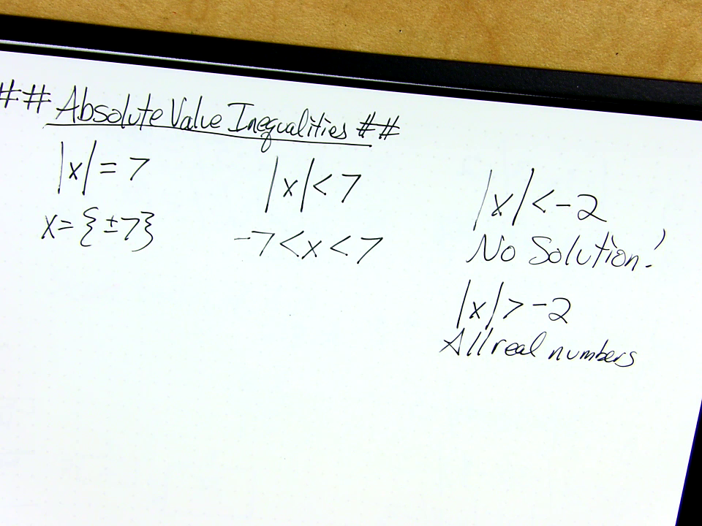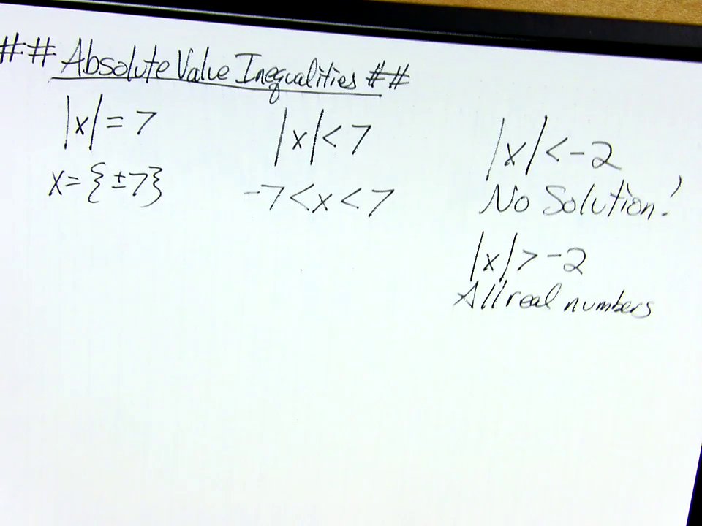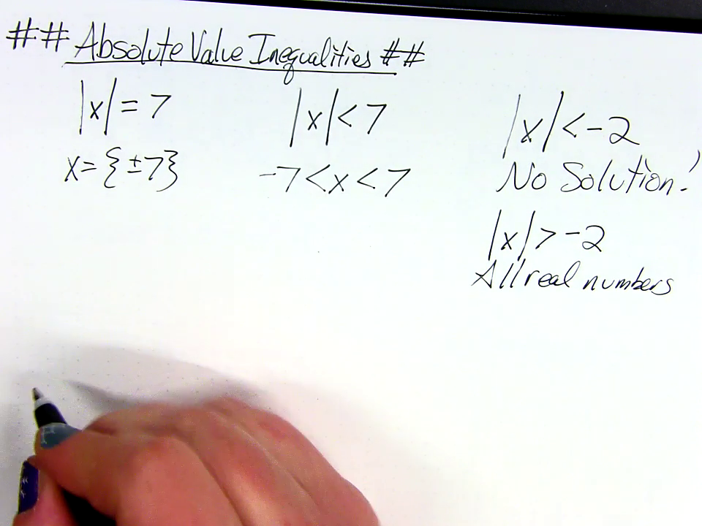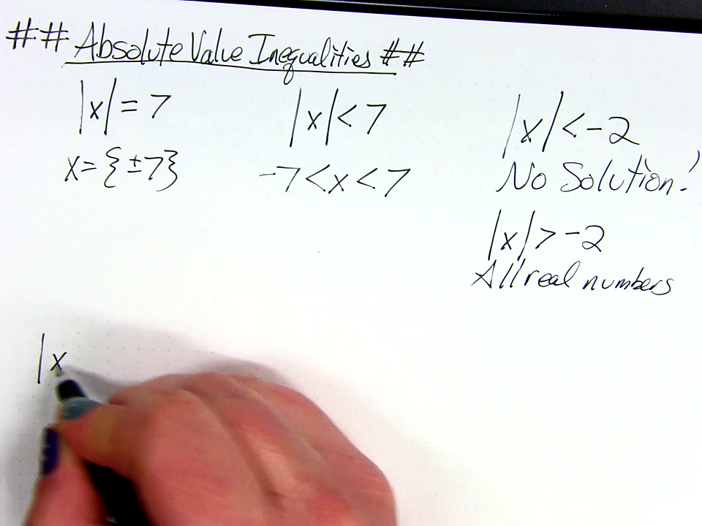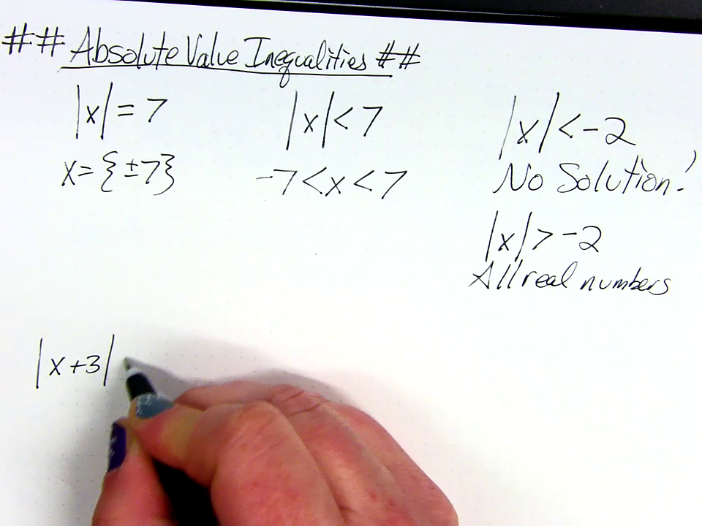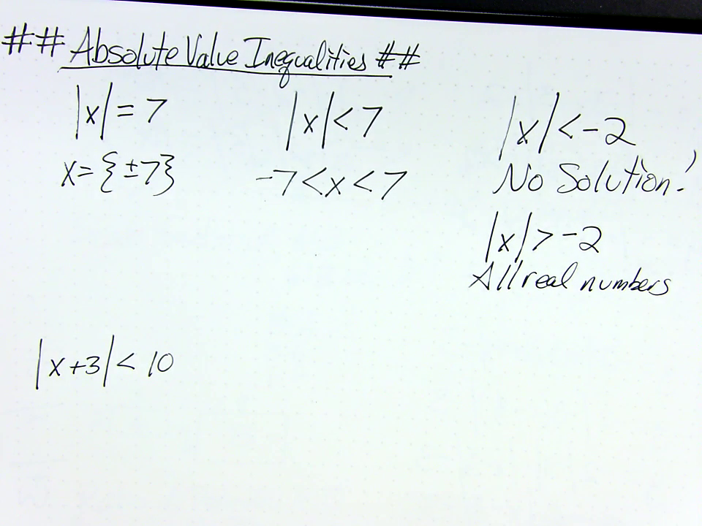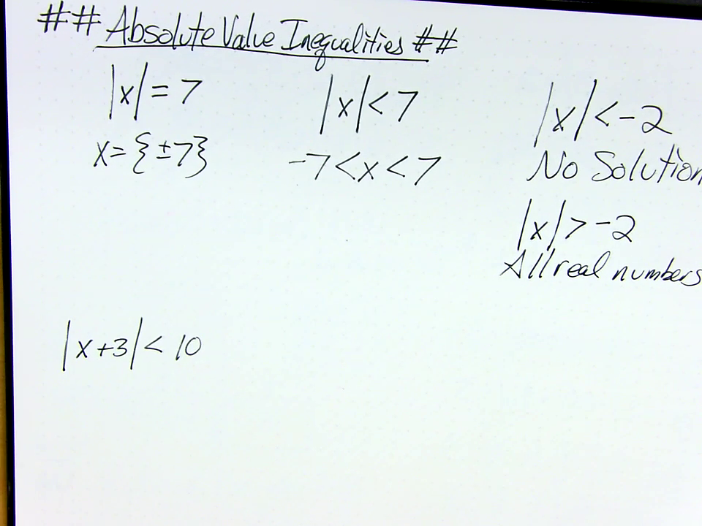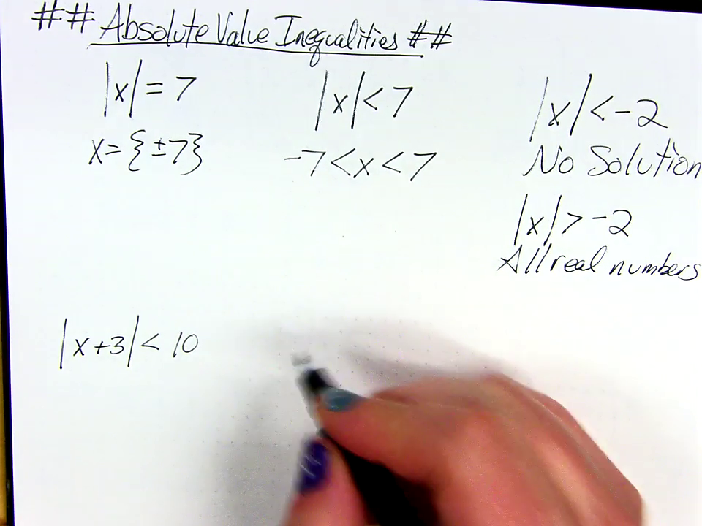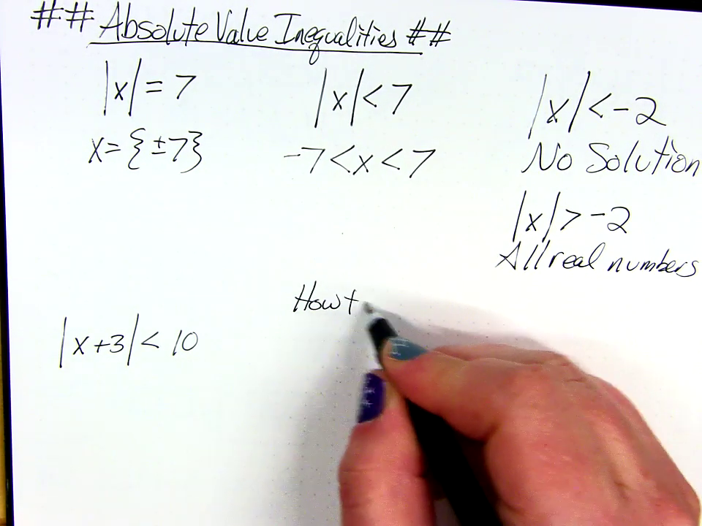All right. So I'm going to give you an example problem, and we're going to walk through it as we write down the steps. Let's start with a really basic one, and then we'll try some other ones. All right, how about this? How about we do the absolute value of x plus 3 is less than 10. Okay, so let's write some steps over here. How to solve.